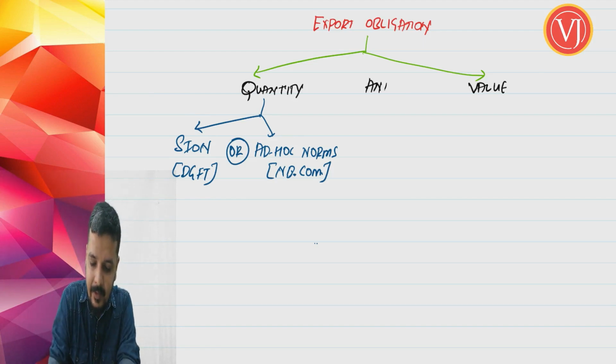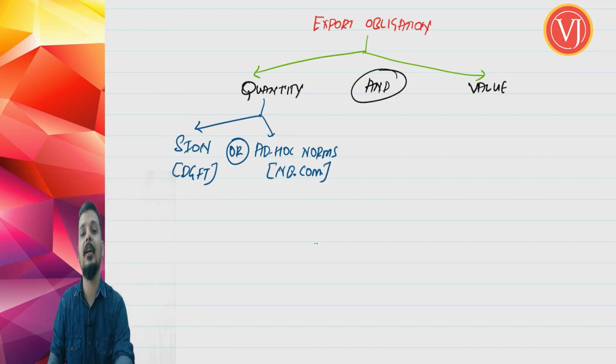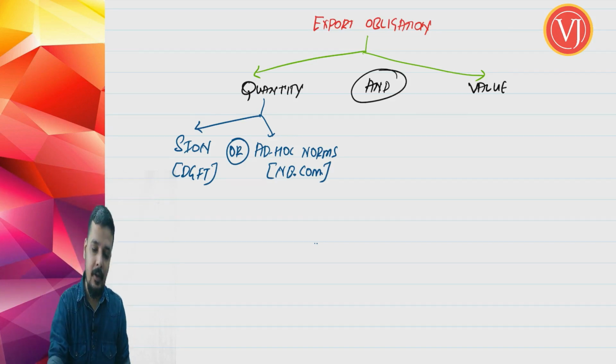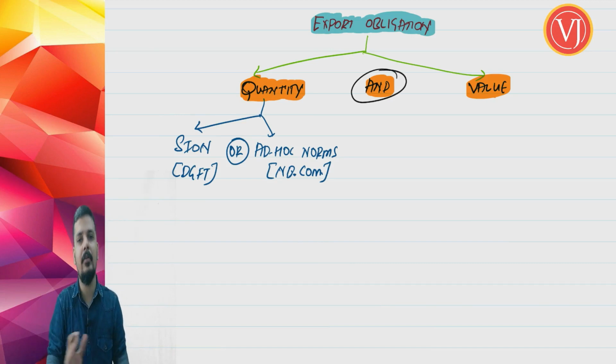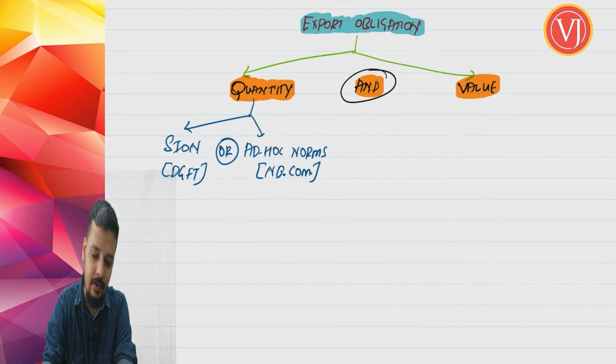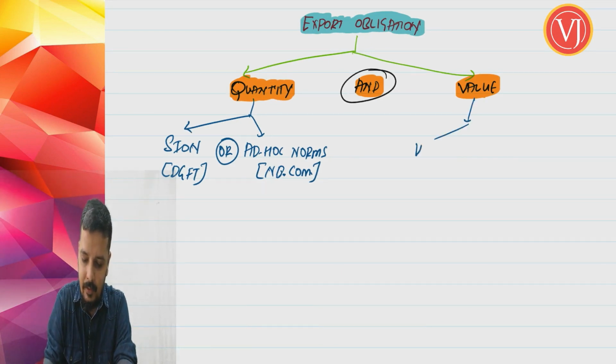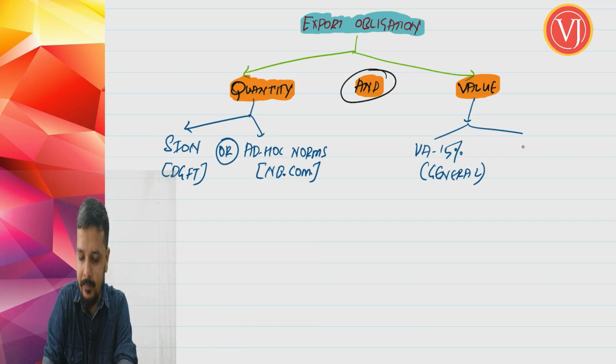And simultaneously, friends, you have to fulfill your export obligation in terms of value. So you have to fulfill both. Your export obligation should be fulfilled both in terms of your quantity and in terms of your value. What we have discussed till now is only your quantity. Now in terms of value, your value addition should be minimum 15%, normally, in general. And for T, your value addition is 50%. Only and only for T.